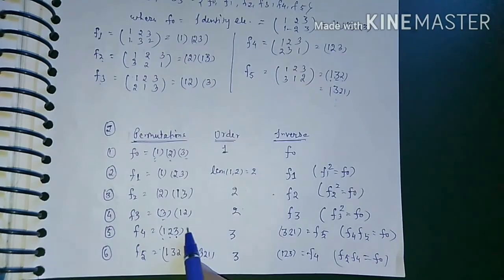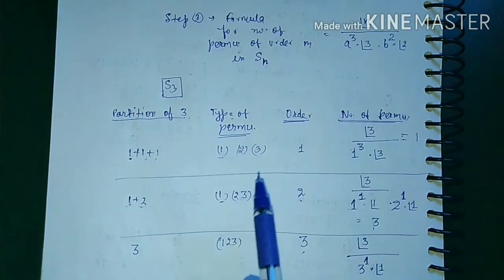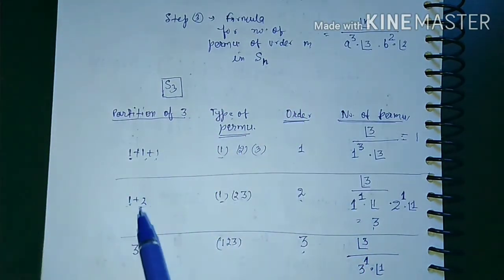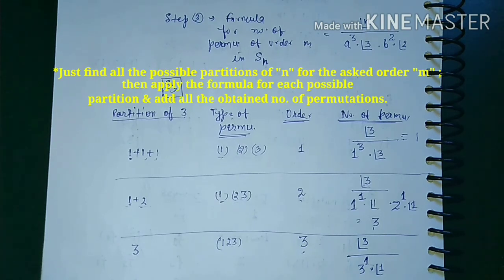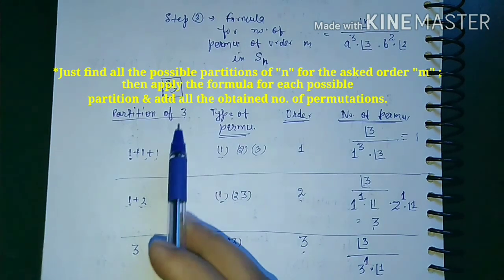We can also see from this table again that the number of permutations of order 3 is 2, that is F4 and F5, these are the 2 permutations of order 3 in this group S3. So this is the formula for counting the total number of permutations of any given order. This formula can be applied for any group Sn.